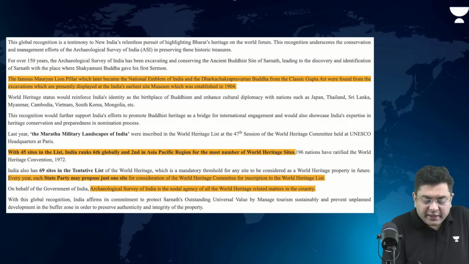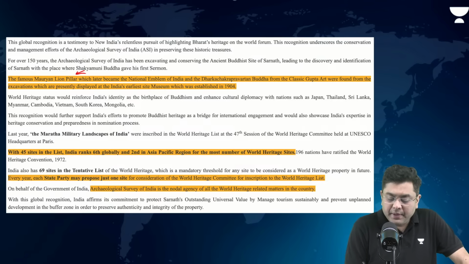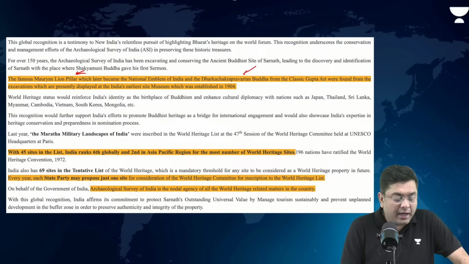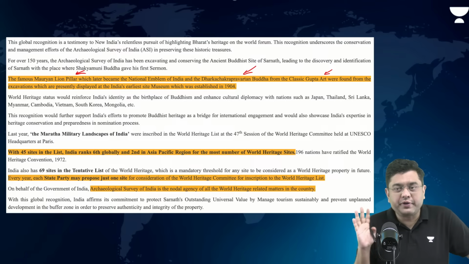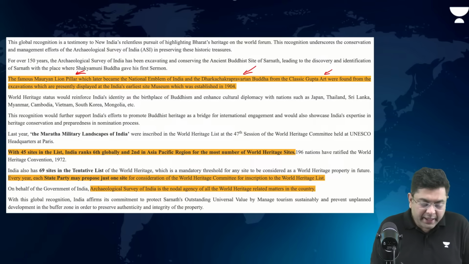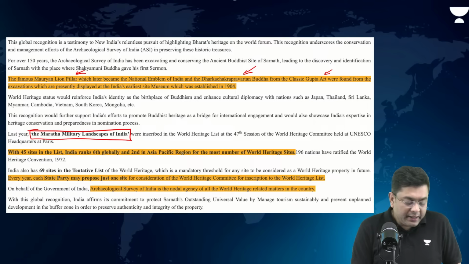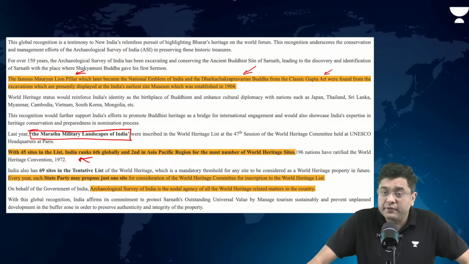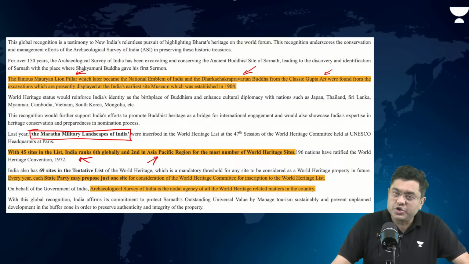Now, it is here that the famous Mauryan lion pillar, which later became the national emblem, and the Dharma Chakra Pravartan from the Gupta art are found. So from here, art and culture questions can be framed. Okay. Now, last year, the Maratha military landscape of India was inscribed in the World Heritage List. With 45 sites in the list, India is sixth globally in this UNESCO heritage and second in the Asia Pacific region.